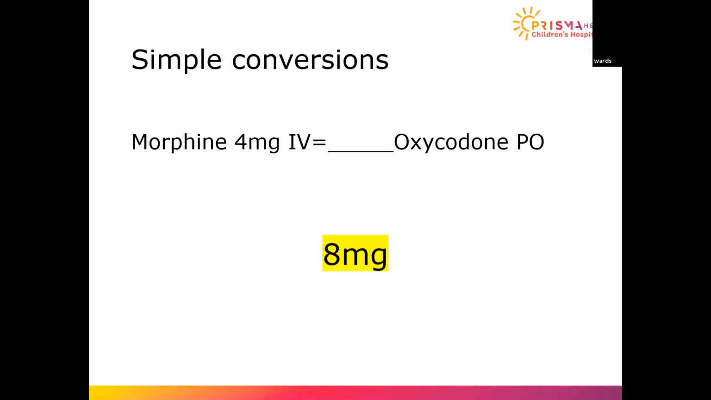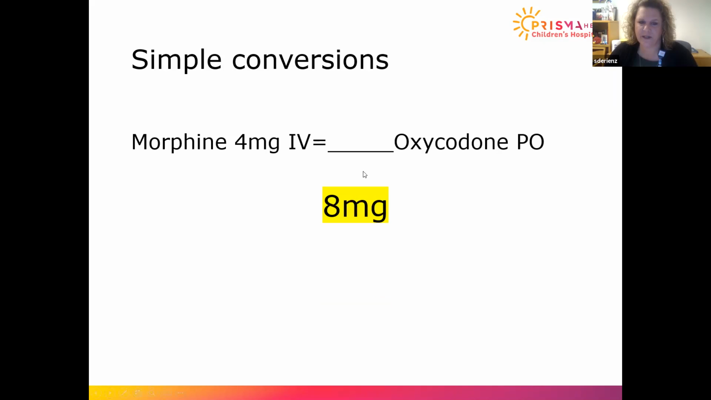8. 8 is correct. Now this one is, so like if you were doing this conversion, oxycodone doesn't come as an 8 milligram tablet. It comes as a liquid, but that would be 8 mils. So one thing you would consider in this type of conversion is going like to 7.5.